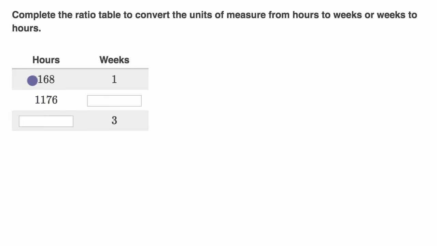Well, let's see, to go from 168 to 1,176, what do we have to multiply by? So let's see, that looks like we might be multiplying by 7. Let me try that out. So 168 times 7 is equal to 8 times 7 is 56. 6 times 7 is 42, plus 5 is 47. And then 1 times 7 plus 4 is indeed 1176. So we multiplied by 7. We multiplied the number of hours by 7. So that means we're going to have 7 times as many weeks. So 1 times 7 is 7 weeks.